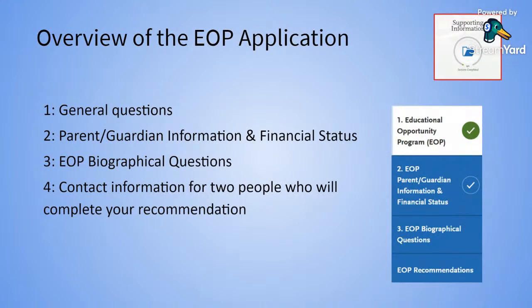And then the overview of the EOP application. The one thing I definitely want you to do is make sure that you check the deadlines for the EOP application for each campus, because they can vary. That's really important, so make sure you look into that for each campus that you're interested in. This section will cover general questions. It'll ask about parent guardian information and financial status. It'll ask you a few biographical questions, and it'll ask for contact information for 2 people who will be completing your recommendation letter, which is a part of the process as well.